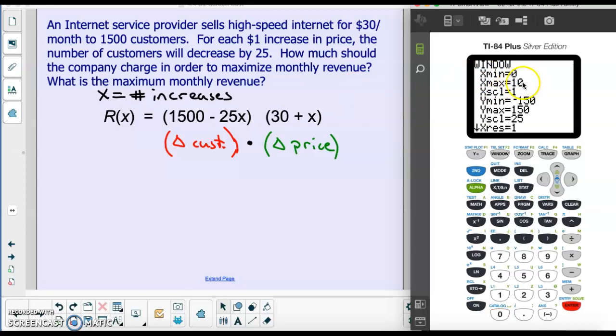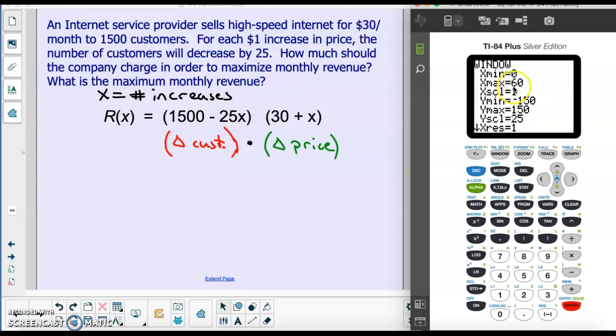What's the maximum number of increases I could have? Well, you could figure out this value right here to figure out how many customers they would lose. You could set this equation to 0 and solve for x, and that would get you about 60. So the maximum number of increases would be 60. I just took 1500 minus 25x equals 0 and solved for x, and that would be about 60.